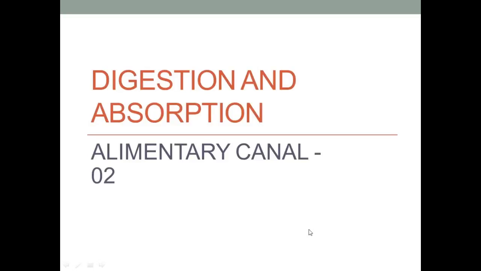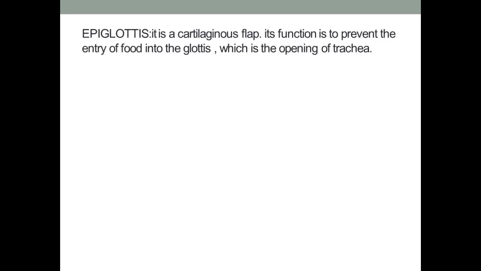Hello everyone. Today's topic is digestion and absorption, alimentary canal, part 2. In the previous video I explained about the oral cavity. As you know, the oral cavity leads to the pharynx, which is the common passage for the opening of the esophagus, that is the food pipe, and the trachea, that is the windpipe. And this is the epiglottis. Now we shall learn about the epiglottis.